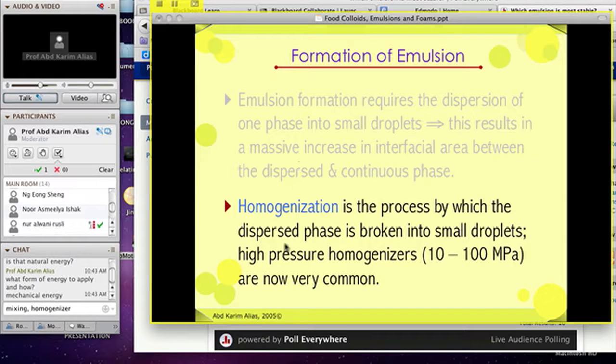In order to disperse one liquid into another liquid very efficiently, we can carry out a process called homogenization by using a homogenizer. Briefly, homogenization is the process by which the dispersed phase is broken into small droplets. By using high pressure homogenizers, the pressure can range from 10 to 100 megapascal to carry out this job.